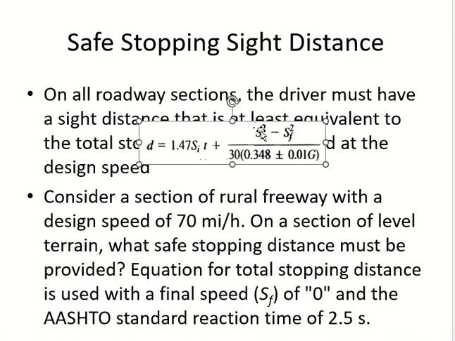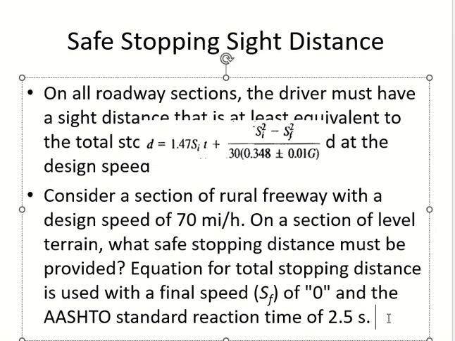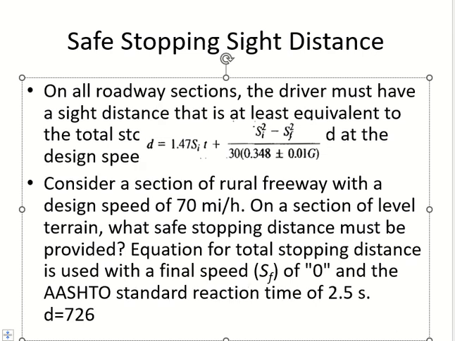The f value would be 0.348 because it's a design problem. So we will just take the standard value. And 2.5 seconds is also standard. 726.6. So all points on the highway should have a visibility of 726.6 feet. If it is not available, then the highway is not safe for the speed of 70 miles per hour. Clear? Okay.